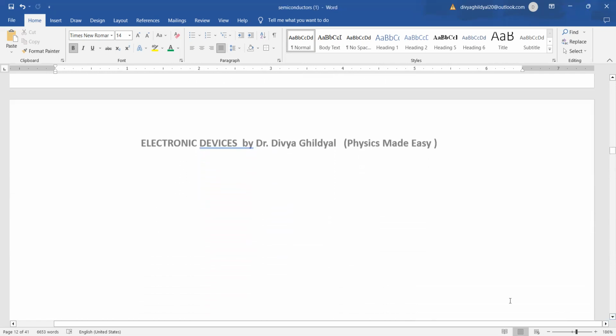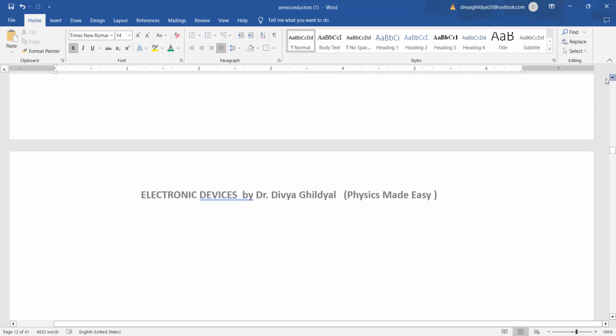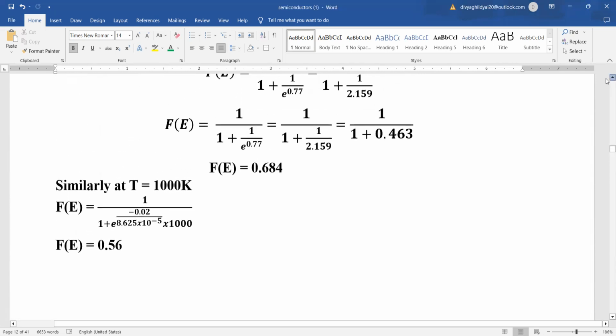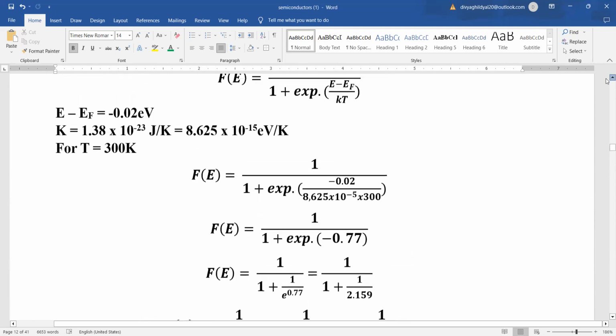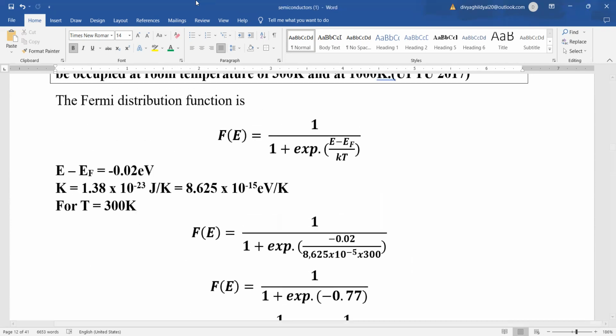So the most important thing in this lecture is the Fermi-Dirac distribution function formula: F(E) is equal to 1 upon 1 plus exponential of (E minus EF) divided by KT.